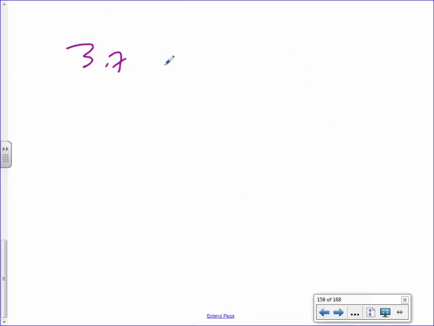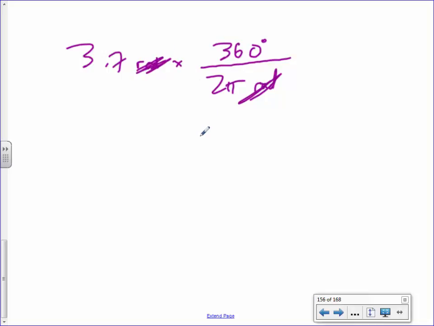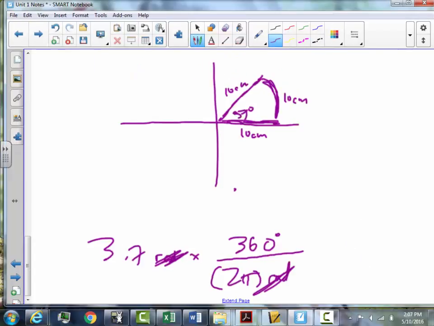Okay, so let's say that I gave you 3.7 radians. Do you guys remember how to convert that into degrees? You divide by 360. Close. Actually, you put the 360 on top, and you put 2 pi radians on the bottom because the radians then would cancel. And then put 2 pi in brackets. So make sure you're really careful on that.